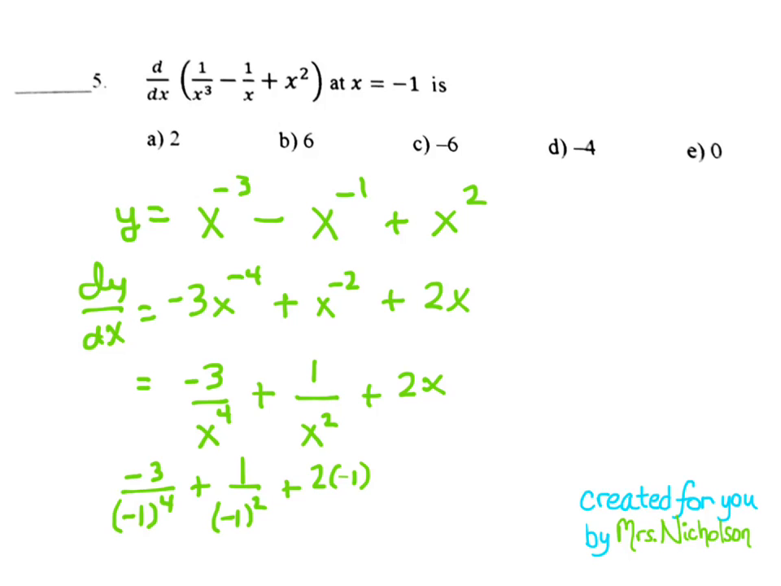And of course that negative 1 to the 4th, that 4th power makes it positive, but I still have a negative 3 on the top, so negative 3 plus negative 1 squared becomes positive, and so that just stays positive 1. And then 2 times negative 1 would be minus 2. So negative 3 plus 1 minus 2 equals negative 4, answer D.